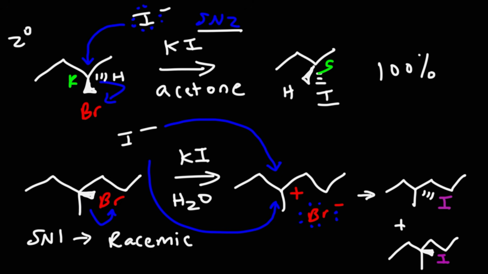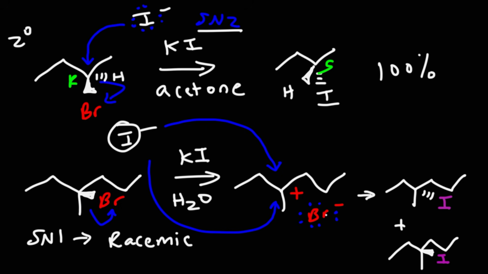Now, which one will be in greater yield? The inverted product or the retention product? What would you say? Notice that when iodide attacks from the back, there's no interference with the bromide ion. But when it attacks from the front, there's interference with the bromide ion.